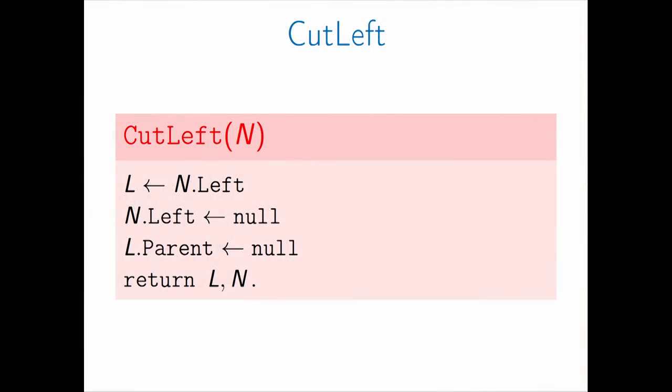Now, just to be clear, if we want to cut off the left subtree, all we have to do is let L be the left child, and we just have to break the pointer between our node n and its left child so that they're now separate trees, and we just return L and n as the two roots. So that's how we do a split.